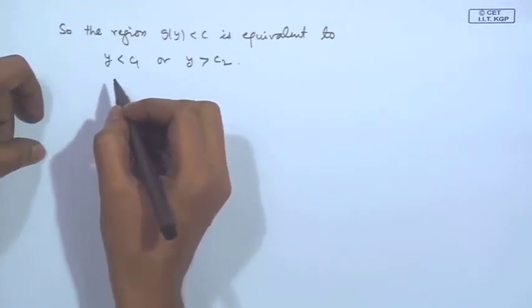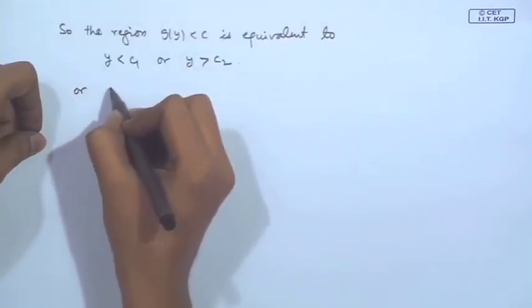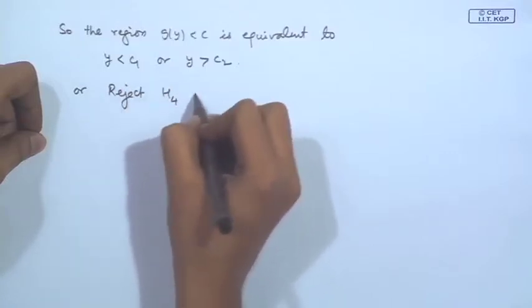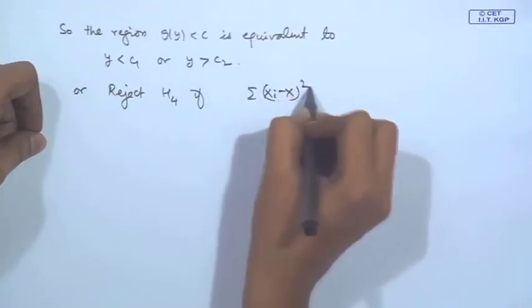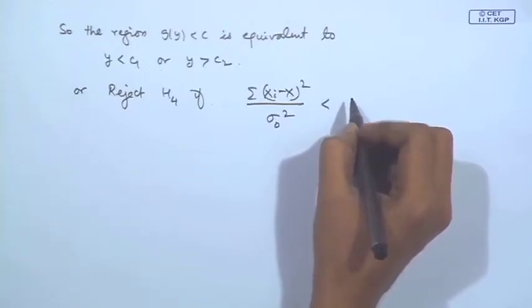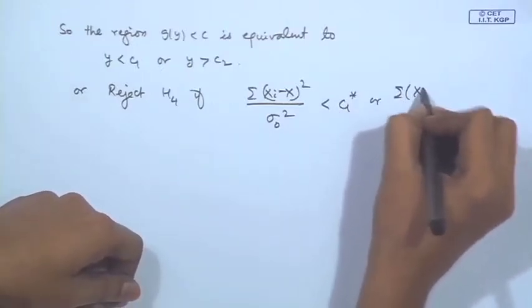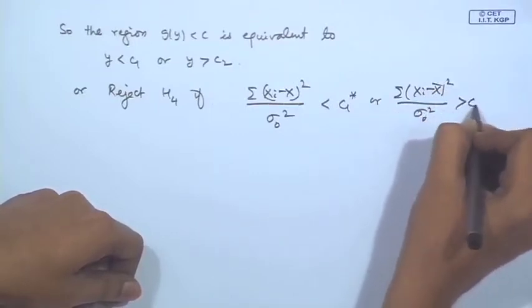So, y is defined as, so we can say: reject H4 if sigma (x i minus x bar) whole square by sigma naught square is less than say C1, or sigma (x i minus x bar) whole square by sigma naught square is greater than C2.